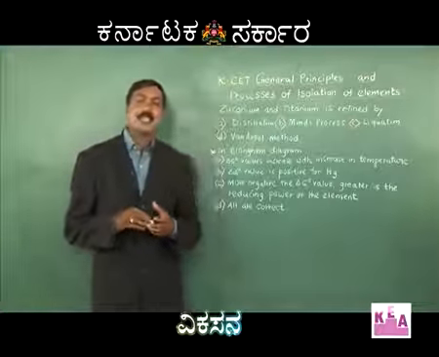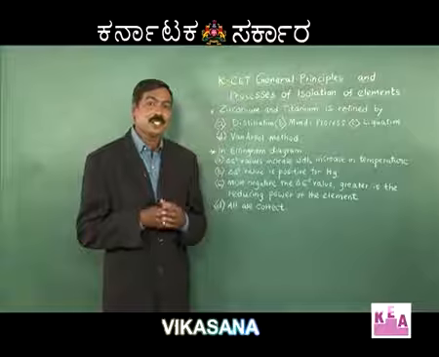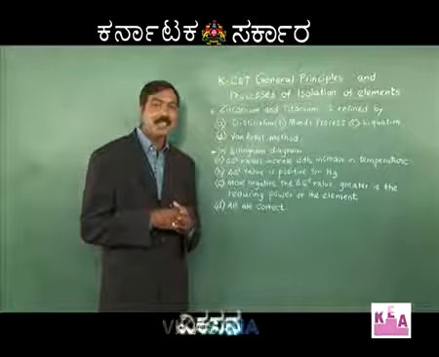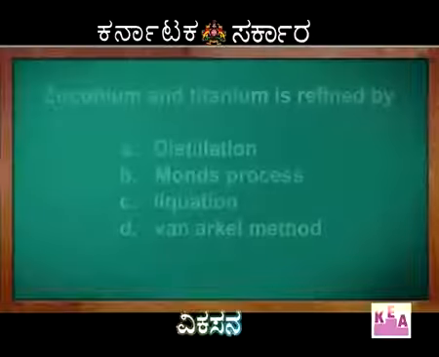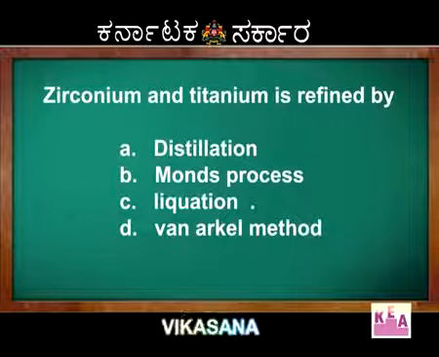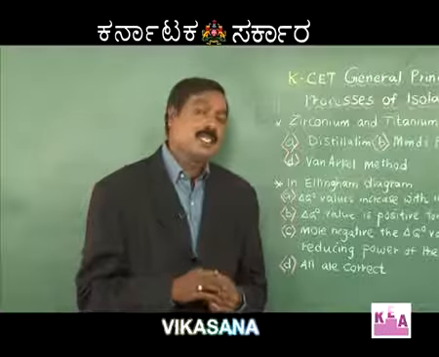As we have discussed a couple of questions on concentration of the ore and reduction, let us concentrate on refining techniques, which we have done earlier. Repeatedly, we are doing the same questions. Zirconium and titanium is refined by, I would like to tell, refining is the final stage of getting the metal in 100% pure state. We have done this.